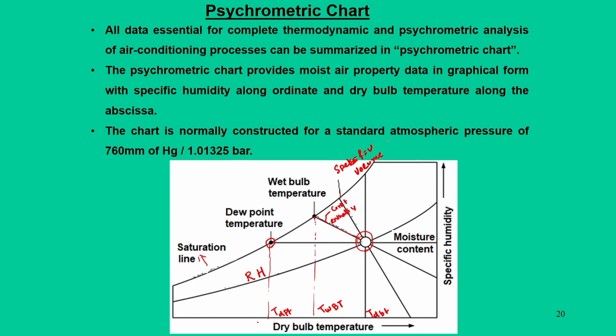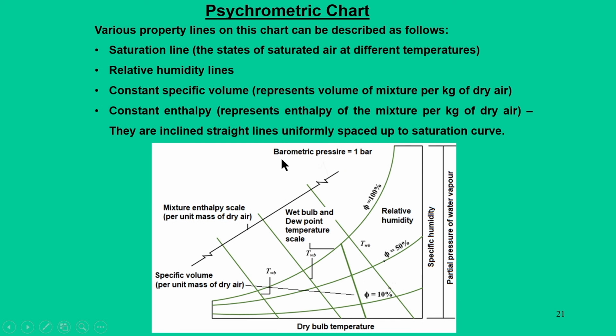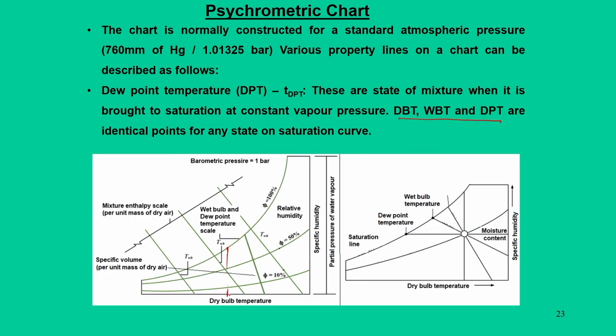So, all these things are plotted at standard atmospheric pressure, that is 760 mm of Hg, and a clearer picture is shown here. You can see here in a psychrometric chart that this value will be the same wherever you are. So, it will have the same value of DBT, WBT and DPT.